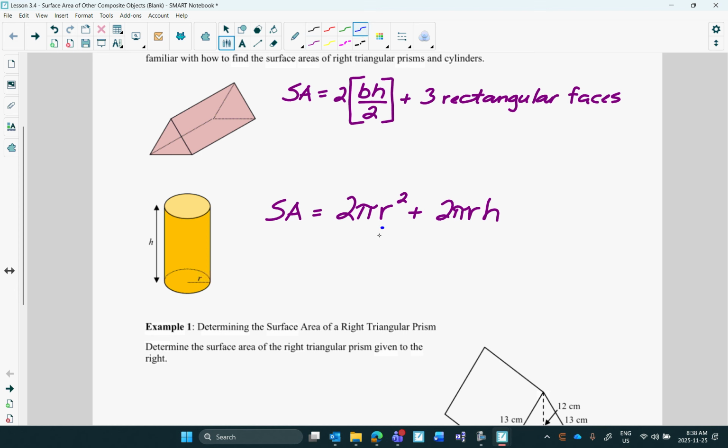So this represents the end circles. And this represents, we'll just call it the middle. So remembering those formulas, let's do some examples.